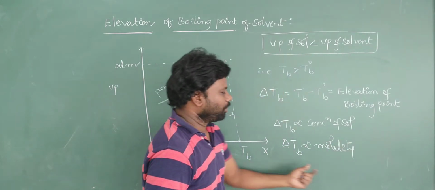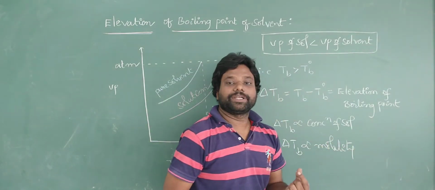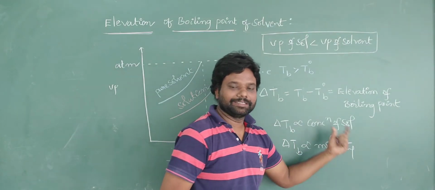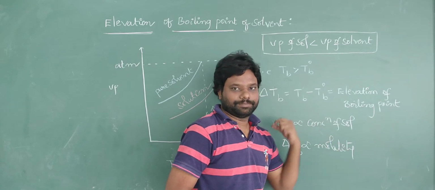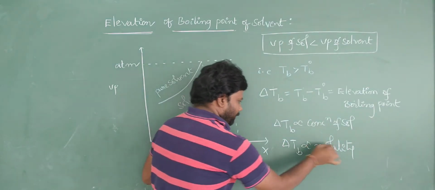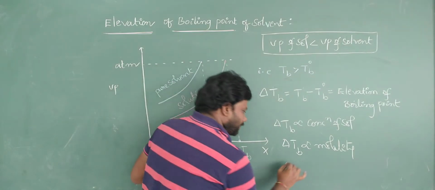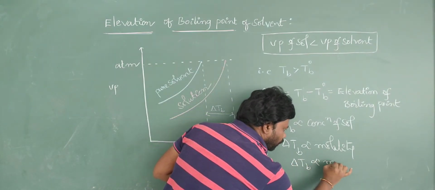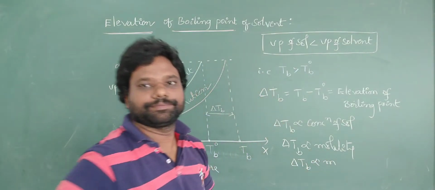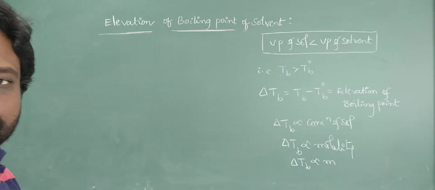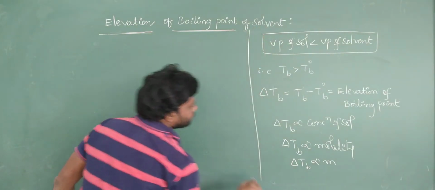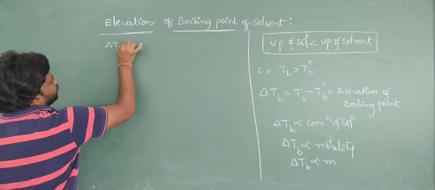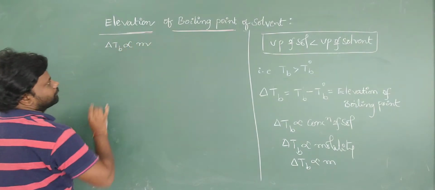Why are we taking molarity? Because molarity does not depend on temperature. That's why we are taking this concentration term. So delta TB is directly proportional to small m. Small m indicates molality. Now look here, delta TB is directly proportional to small m.